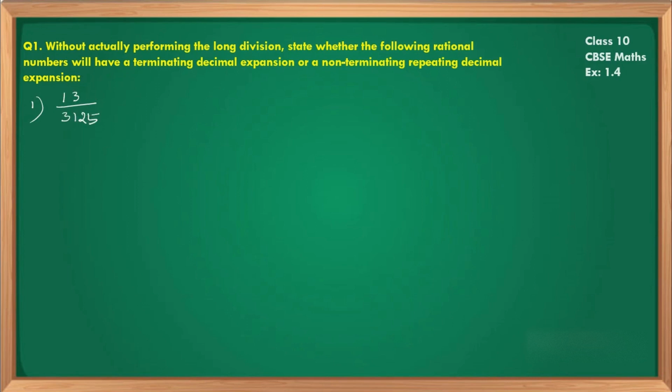Now this question says, without actually performing the long division, state whether the following rational numbers will have a terminating decimal expansion or a non-terminating repeating decimal expansion. See, these are rational numbers. Without dividing in the general regular long procedure, you need to find out whether they are terminating or non-terminating. The only way is to factorize the given number. In this case, let us factorize 3125.